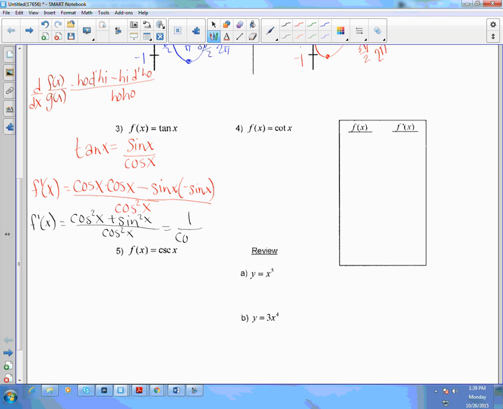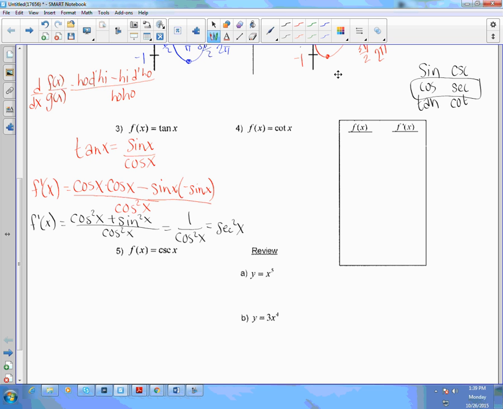1 over cosine squared x. This looks pretty close to a reciprocal identity. Plus 1 over regular cosine x. It's the reciprocal of the cosine function. Sine, cosine, tangent, and these alternate: cosecant, secant, cotangent, so cosine and secant. So 1 over cosine squared x is just the function secant squared of x.